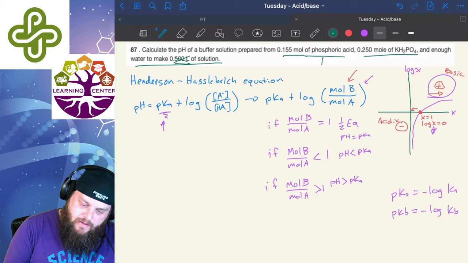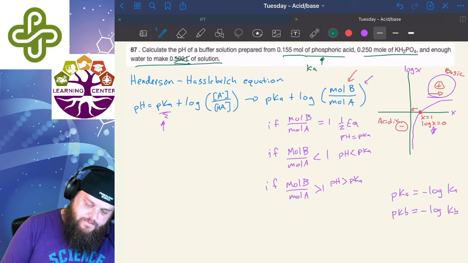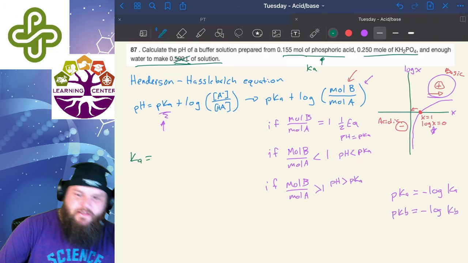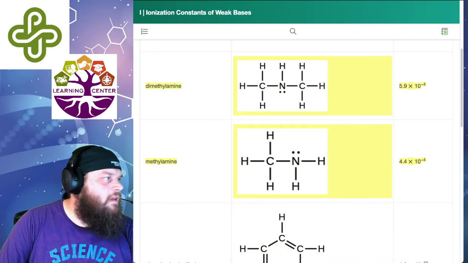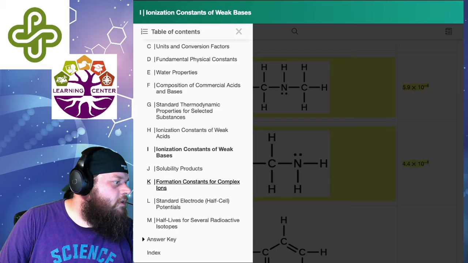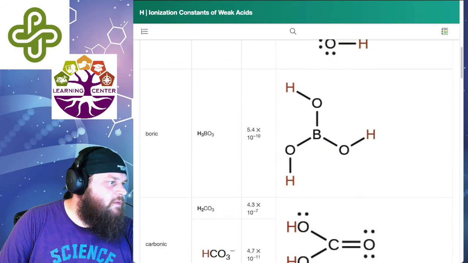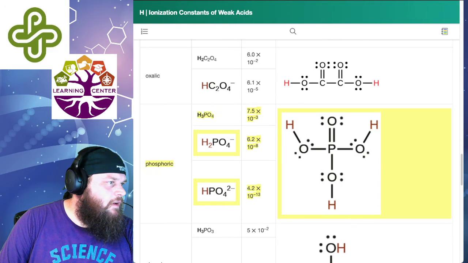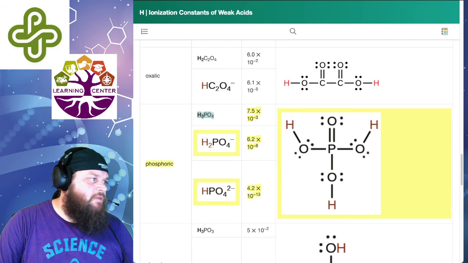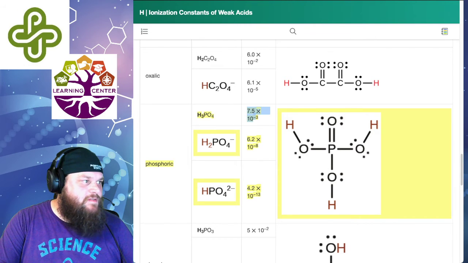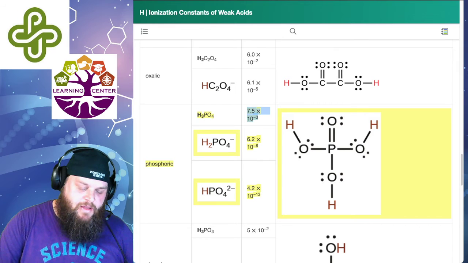Now, first, we need to look at phosphoric acid. We need to find a Ka value. So Ka of phosphoric acid, well, I went back into Appendix L, or is it I, for ionization, and I think that's actually over weak acid. So H is the one I'm looking at. There it is. I highlighted it, phosphoric acid. And we're looking at this top one, this H3PO4. And that's going to have 7.5 times 10 to the negative 3.